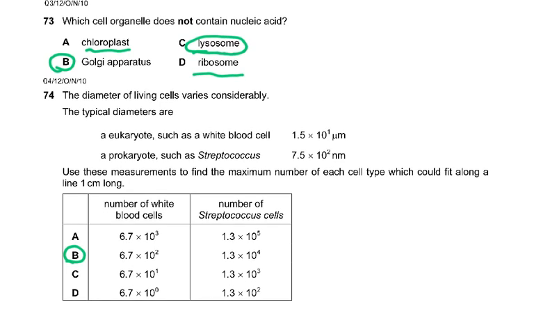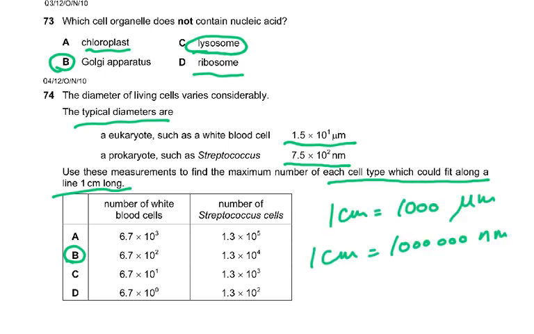74. The diameter of living cells varies considerably. The typical diameters are: a eukaryote, such as a white blood cell, 1.5 x 10 per 1 micrometer; a prokaryote, 7.5 x 10 per 2 nanometer. Use these measurements to find the maximum number of each cell type which would fit along a line 1 centimeter long. Basic maths. But if you struggle with maths, then I'm sorry, you'll have to improve your maths.